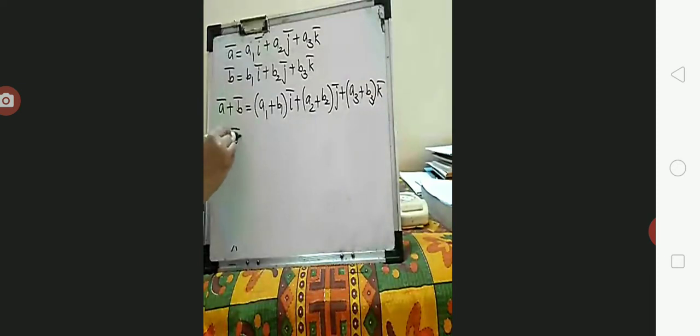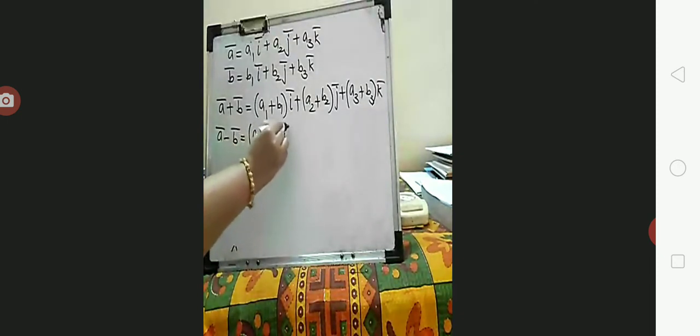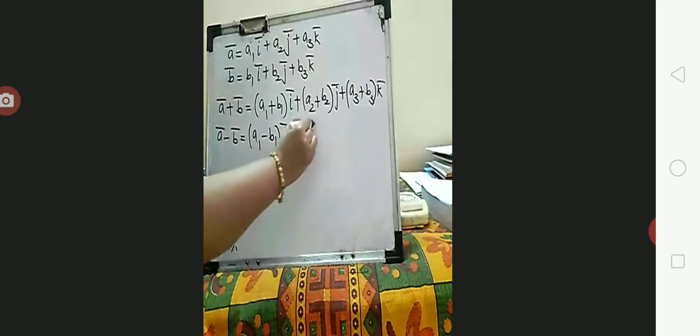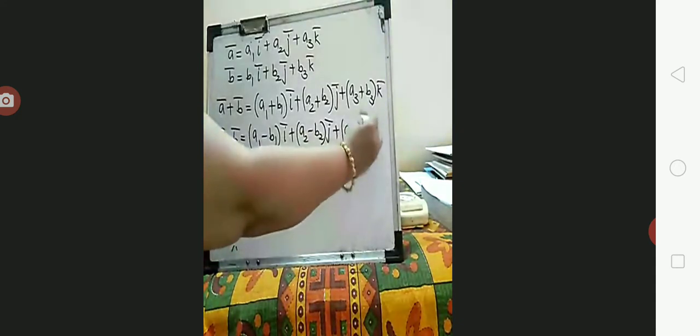Now how will you take the subtraction of these two vectors? So a bar minus b bar means component-wise you have to subtract. So in place of plus we'll have the minus sign in this case. So we get a1 minus b1 times i bar plus a2 minus b2 times j bar plus a3 minus b3 times k bar.